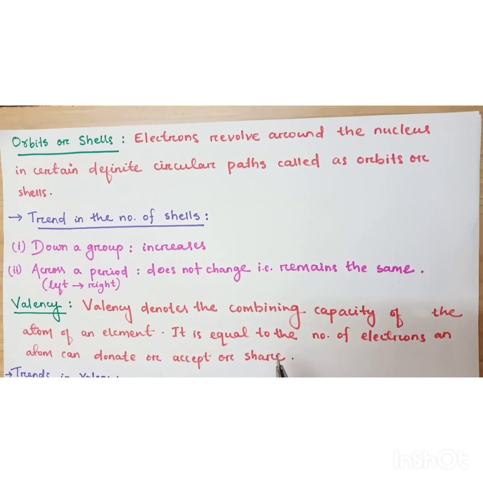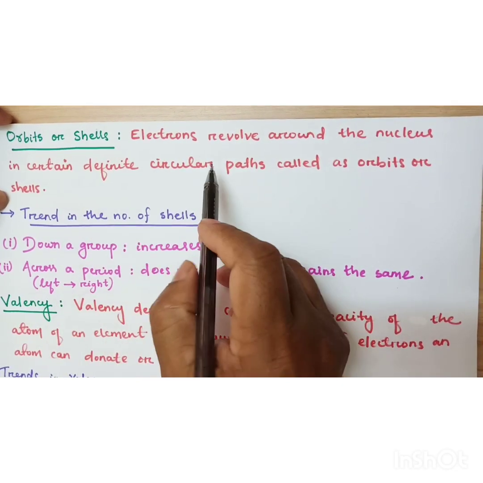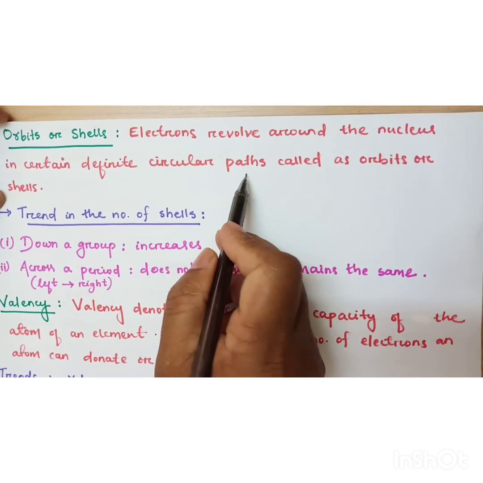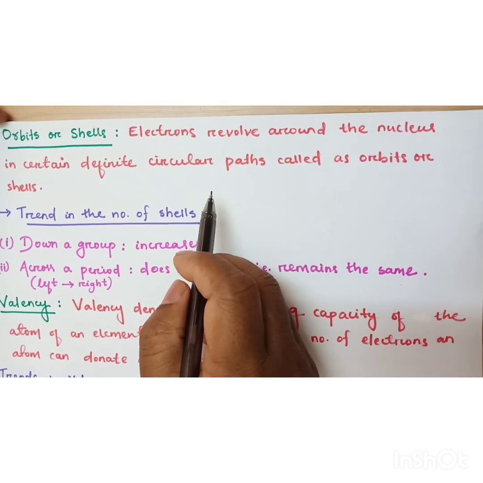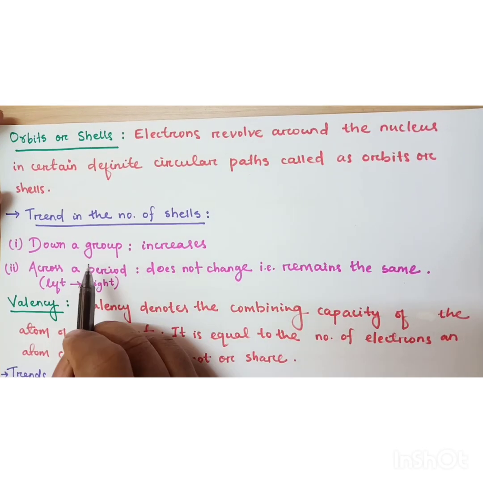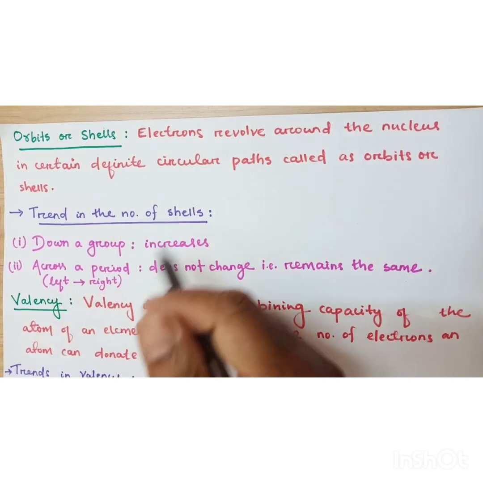So first you read the number of shells, that is shell. What is a shell? Electrons revolve around the nucleus in certain definite circular paths. They are called orbits or shells. So what is the variation of the number of shells? See, variation, first read down a group. Variation down a group: down a group the number of shells increases.